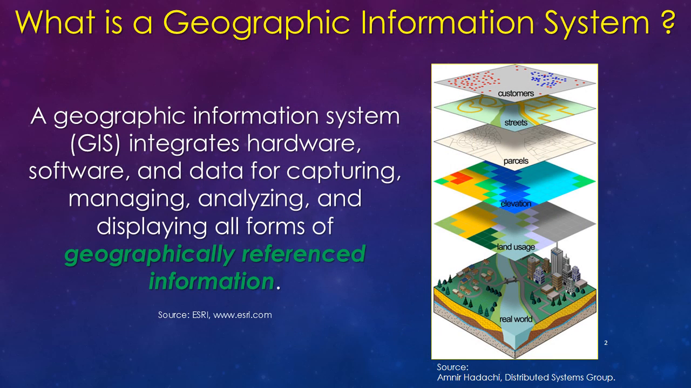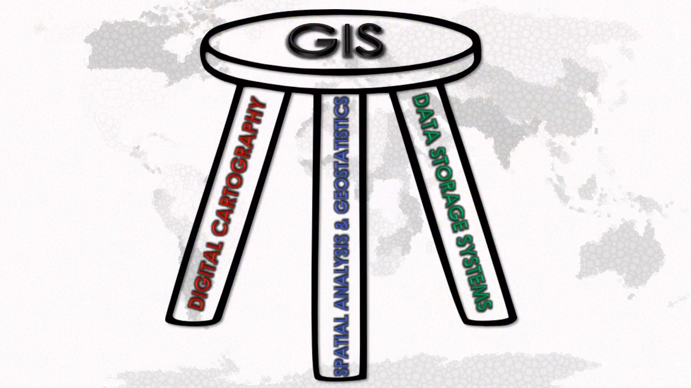Let's start by asking ourselves, what is a geographic information system? Here's a good textbook definition provided by ESRI, the Environmental Systems Research Institute. A geographic information system, GIS, integrates hardware, software, and data for capturing, managing, analyzing, and displaying all forms of geographically referenced information. That was a great textbook definition.